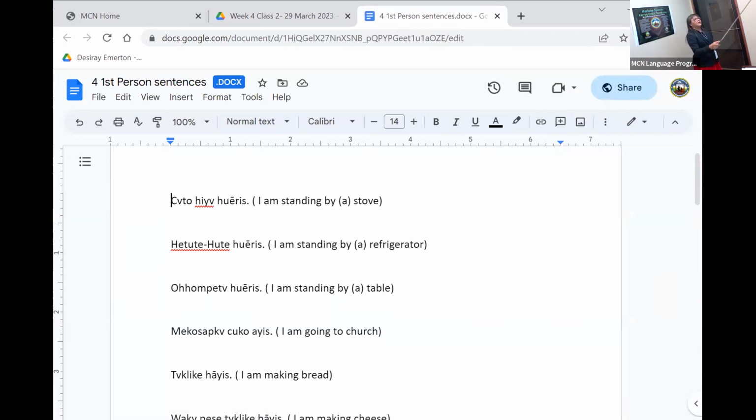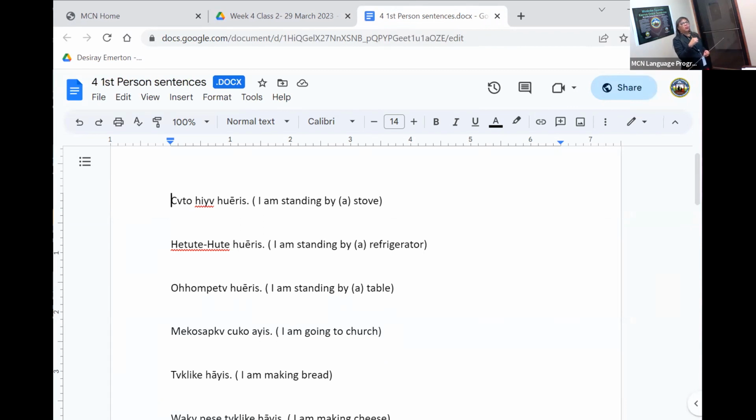I am standing by, and you know, in parentheses, it's just a stove. I'm standing by a stove. And these are your vocabulary words. I tried to use nothing but our vocabulary words.